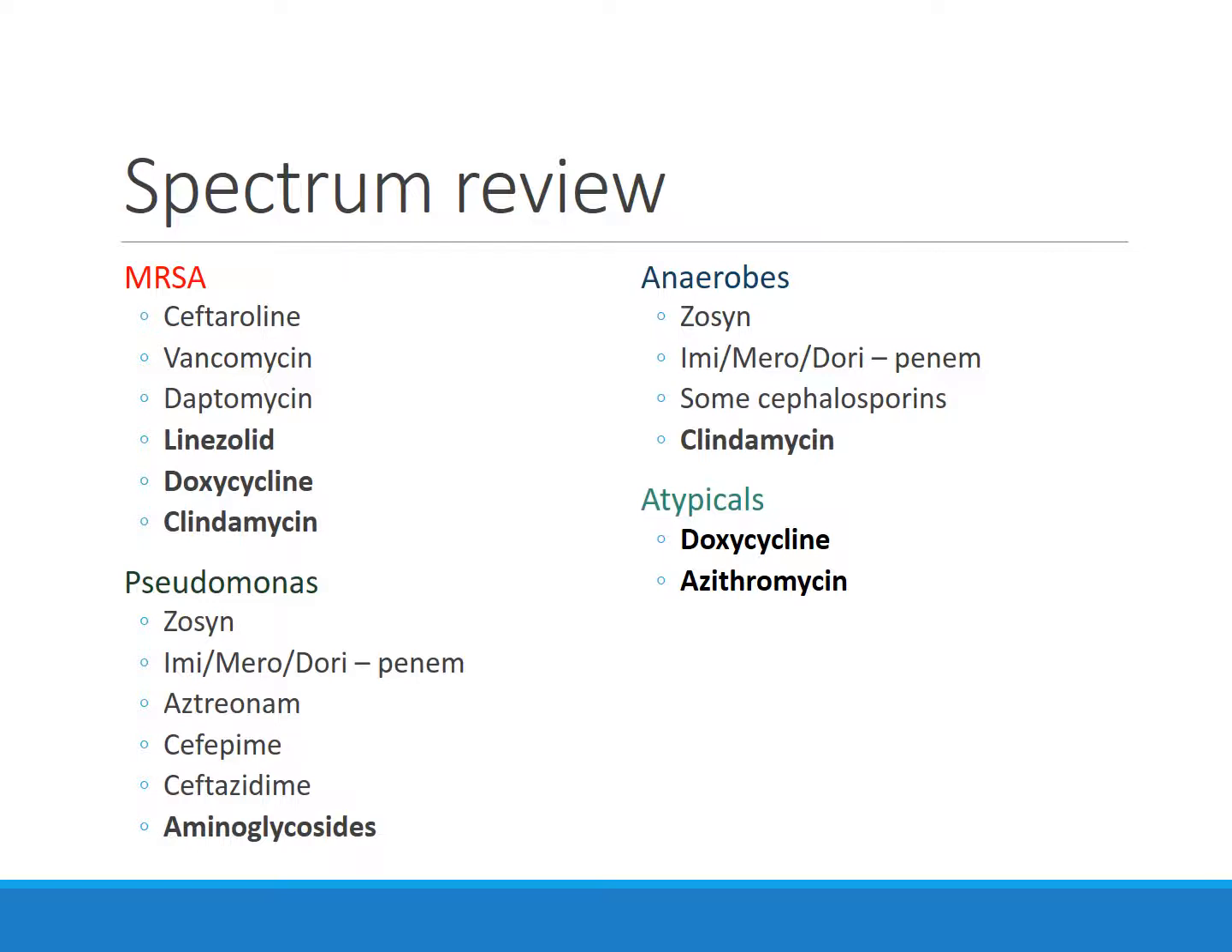Okay, so we're adding some stuff here. MRSA, we're adding linezolid, doxycycline, and clindamycin. Pseudomonas, we're adding aminoglycosides. Anaerobes, we're adding clindamycin. And atypicals, we finally got some stuff to put on. Doxycycline and azithromycin both cover atypicals.